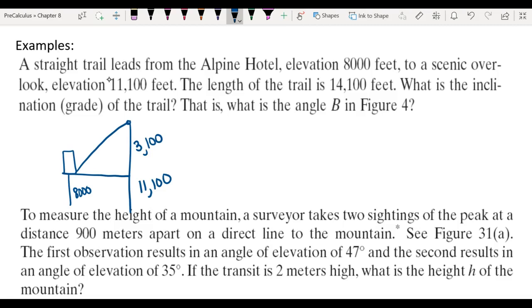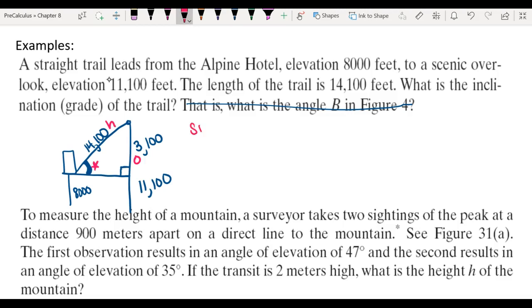Then it says the length of the trail is 14,100 feet. What is the inclination, which is the grade of the trail? Okay. So what we're looking for is this angle here. Okay. And I didn't give you the picture because I wanted to draw it. So if you look at this, you should notice we have one right triangle. And so we are going to use regular sine, cosine, tangent. In this one triangle, we have opposite and hypotenuse. Okay, that's based off of this angle.